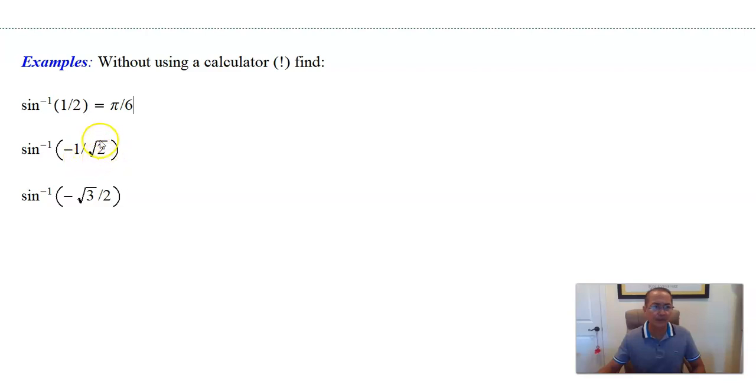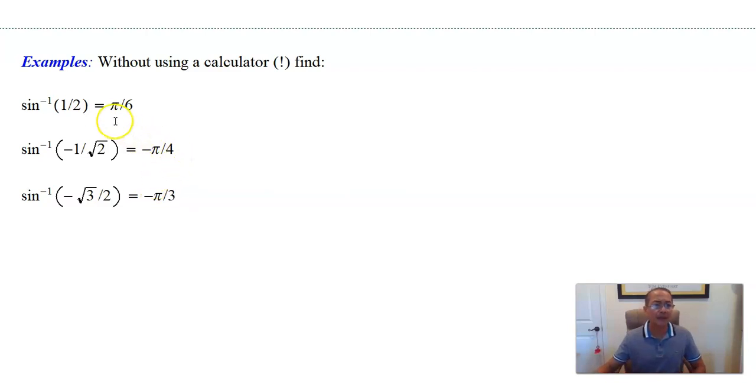Now, how about inverse sine of -1/√2? Hopefully this jogs your memory. We should be thinking of the reference angle π/4. But since we want a negative value, we should be in the fourth quadrant. So we will have -π/4 as the inverse sine of -1/√2. Similarly, if you want inverse sine of -√3/2, our reference angle there should be π/3. But since we are in the fourth quadrant, we want -π/3.